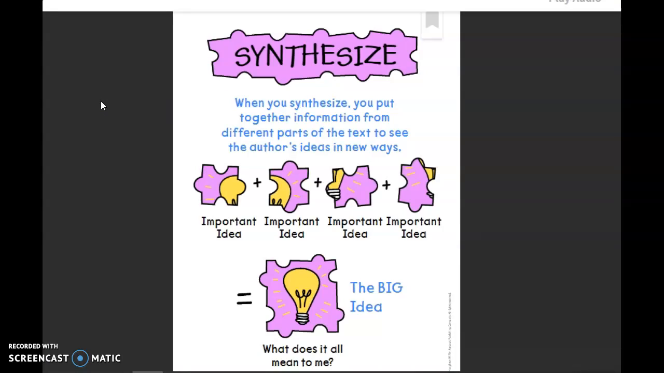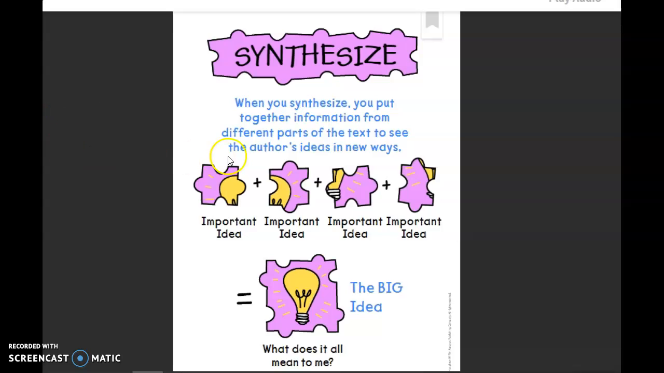Our mini lesson today is over the word synthesize. What does it mean to synthesize? What does that word mean? It means to put together information from different parts of a text to see the author's ideas in new ways. So one way readers can understand a text better is to synthesize the information. When you synthesize, you put together information from different parts of the text to see the author's ideas in new ways, right? Kind of like a puzzle piece.